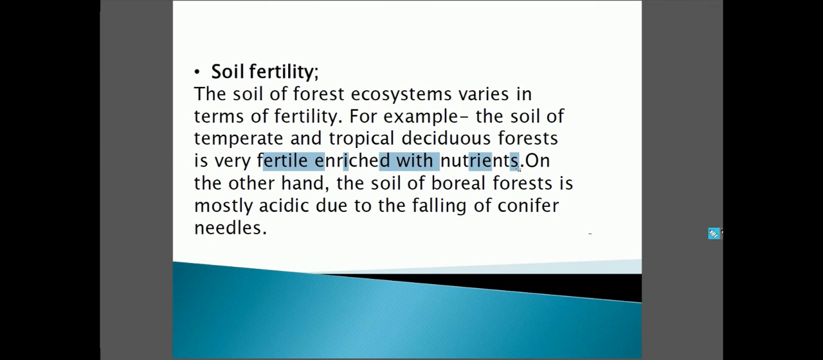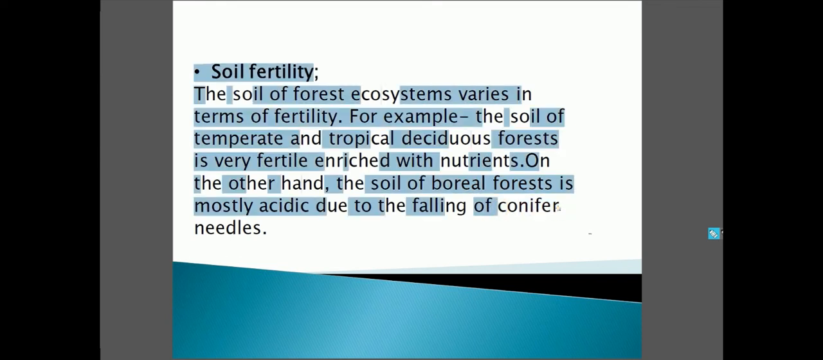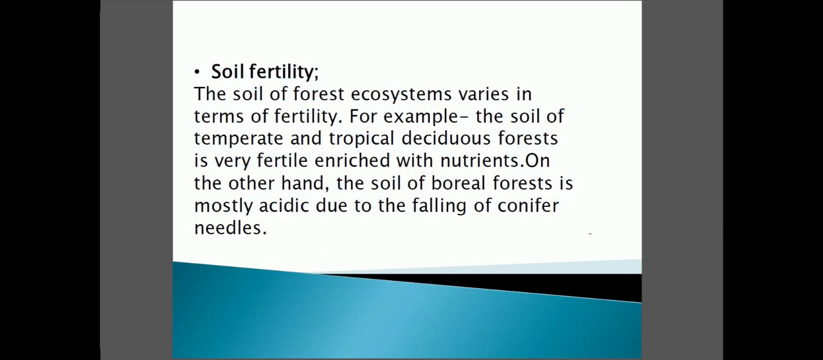On the other hand, the soil of the boreal forest is mostly acidic because of the falling of conifer needles. Why is it acidic? Because they contain conifers. Conifer leaves have an acidic nature, so that's why they produce acidic soils.